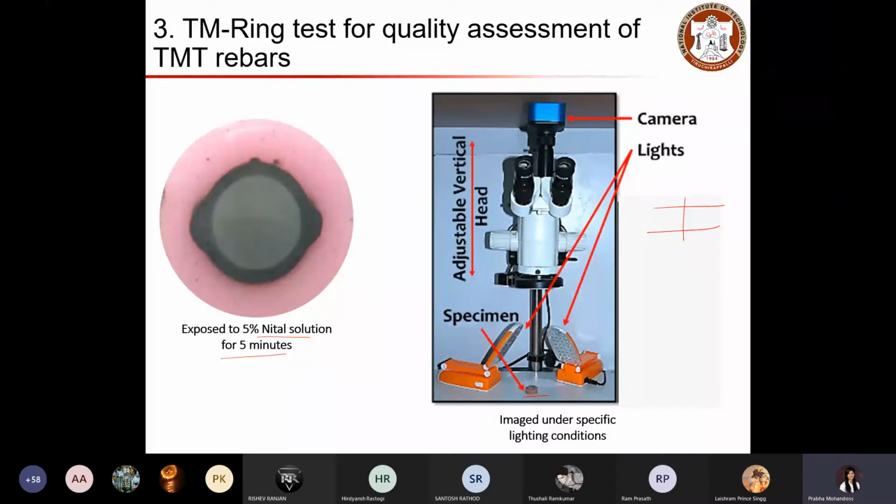Now the specimen is kept in a nital solution, which helps you etch the steel surface. So it's a very simple test, which hardly takes 5 minutes. Once you prepare the specimen, you can cut the surface, and that can be exposed to nital solution to get etched. Once that is etched, you can clearly see the distinction between two regions. The outer ring portion becomes darker, and the inner region becomes lighter. Those distinctions in color and surface help you identify the phases.